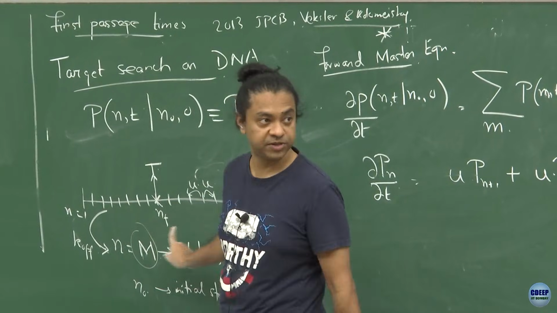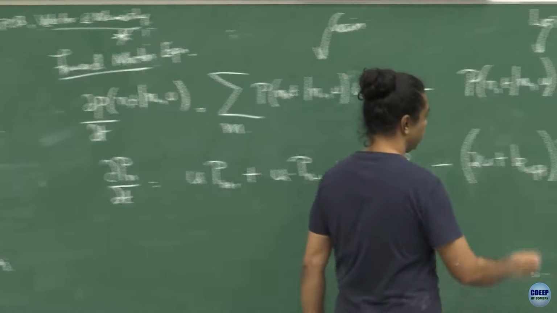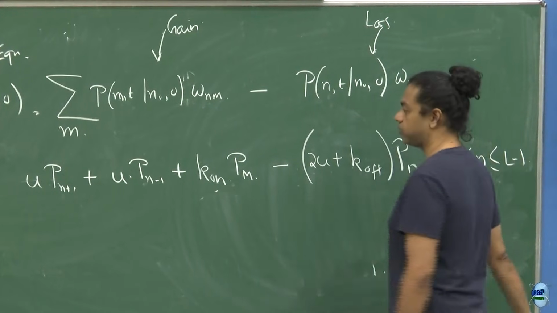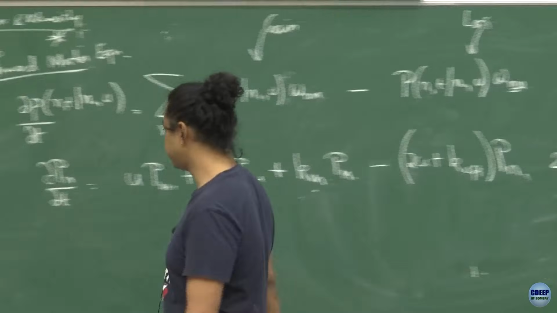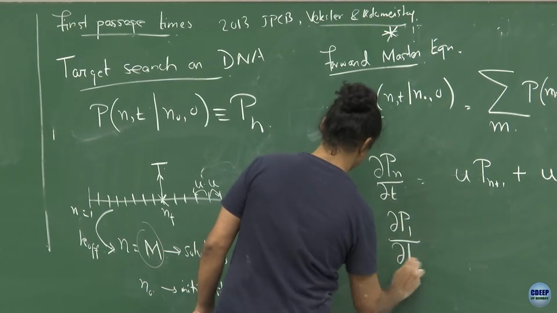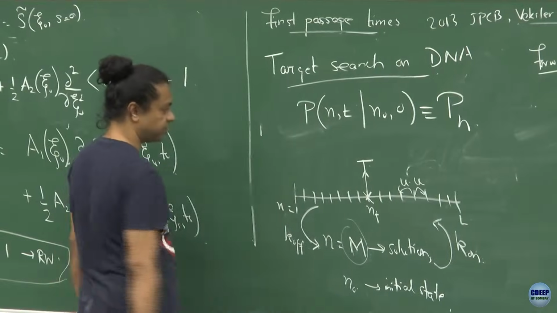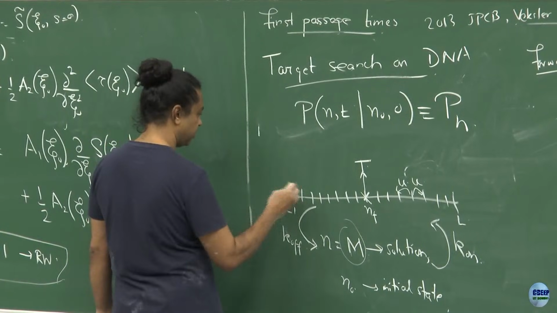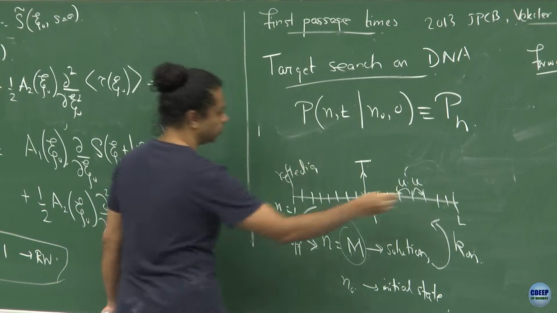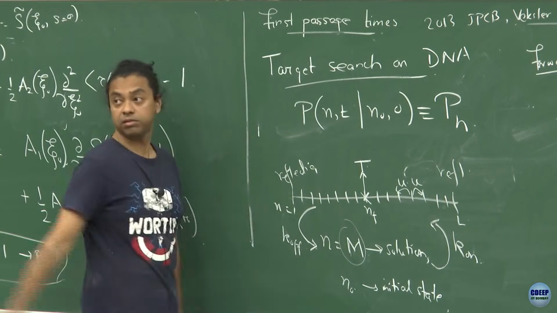For the boundaries we must write special equations, and also for the solution site we must write a special equation. So let us write down the special equation for del P1 del t. I need to say what my conditions are at these boundaries, and let me say that these are reflecting, both of these, which means that if you come here, you can only go back.